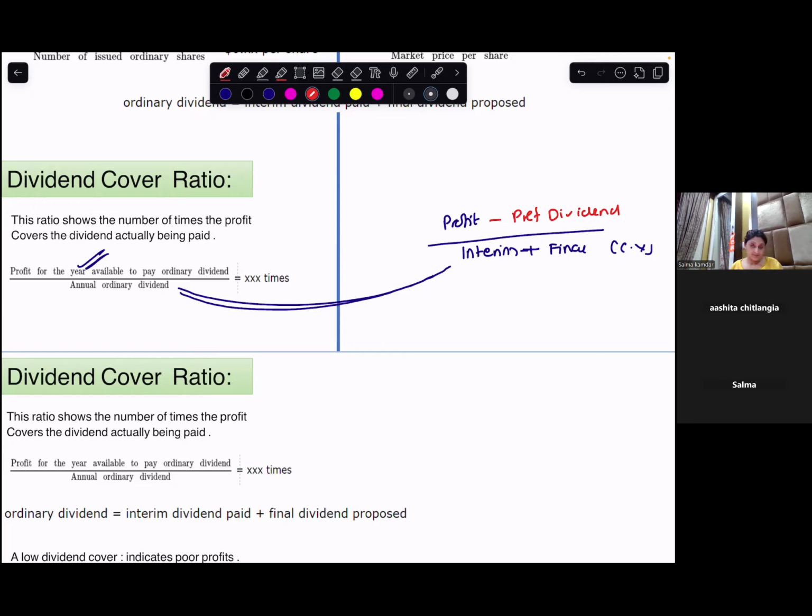Now, what does the dividend cover ratio tell you? How many times you can pay the dividend out of your profits, if it's enough to pay the dividend. And what does the interest cover ratio tell you? How many times you can pay the interest out of the profit.